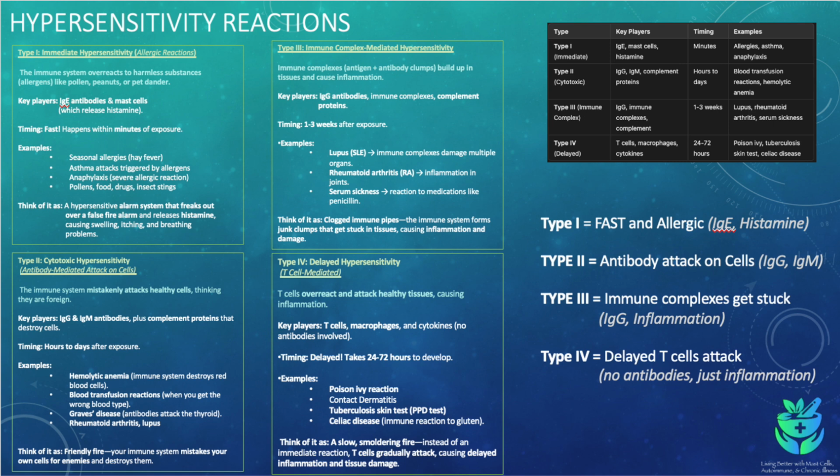Examples to this are poison ivy, contact dermatitis. So if you touch something and you get an allergic response, say like to pet dander, that's what it is. Tuberculosis skin test, and celiac disease, and that is the immune reaction to gluten. Think of it as a slow, smoldering fire. Instead of an immediate reaction, T cells gradually attack, causing delayed inflammation and tissue damage.